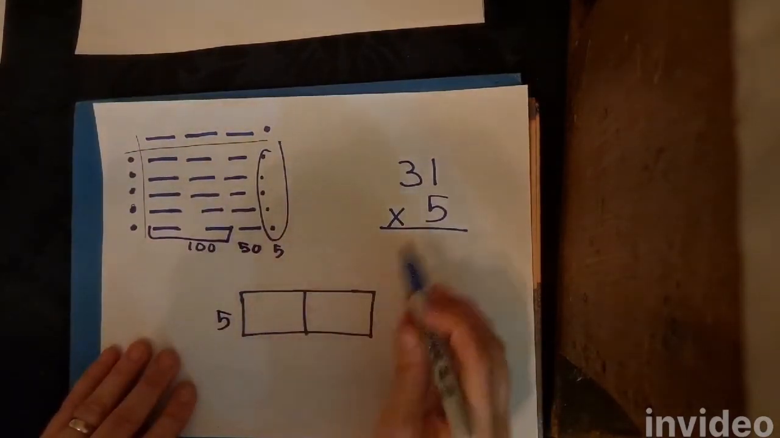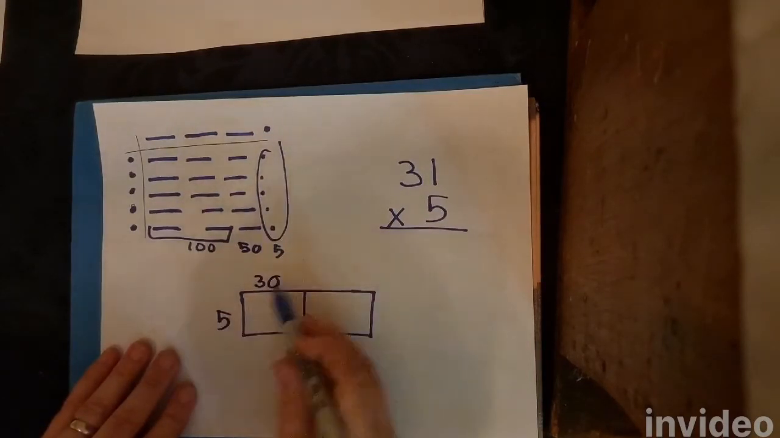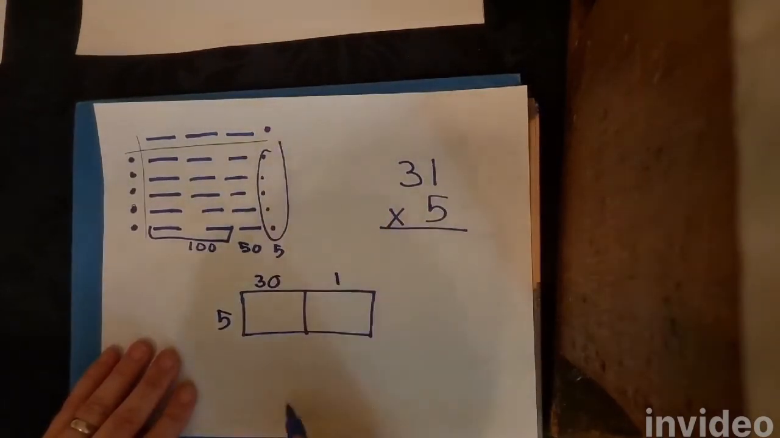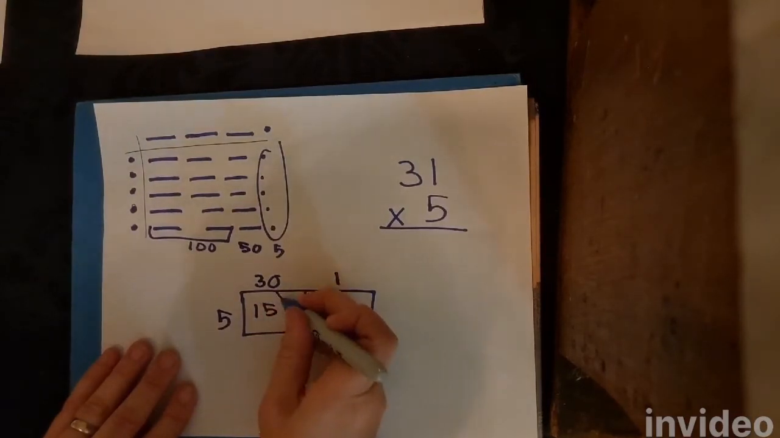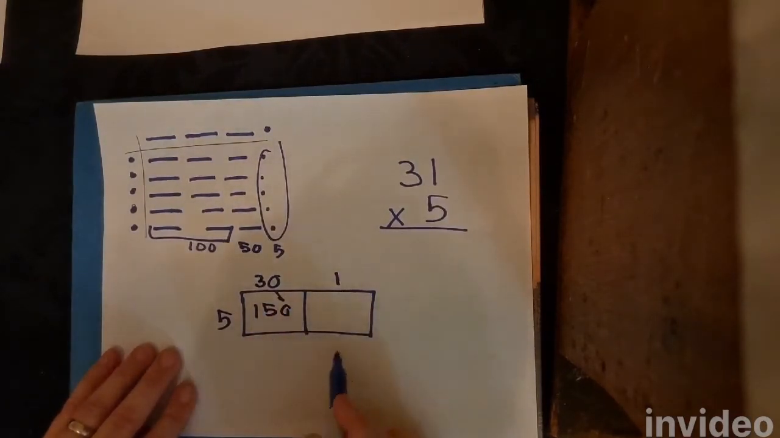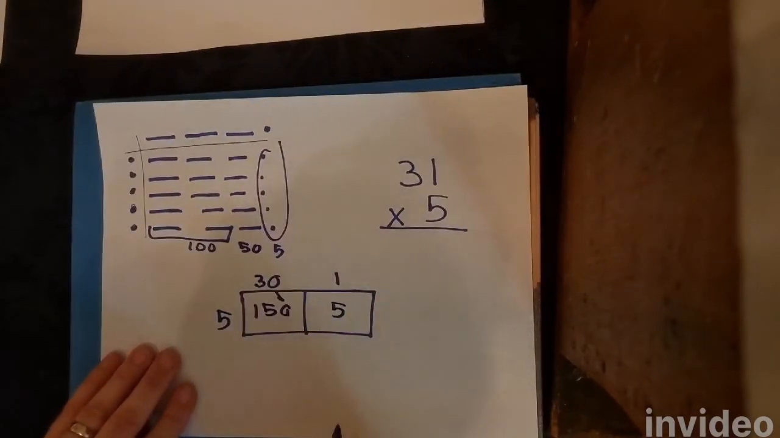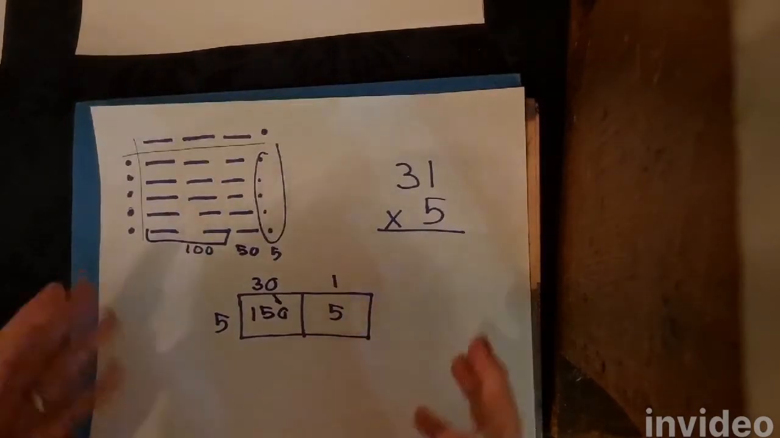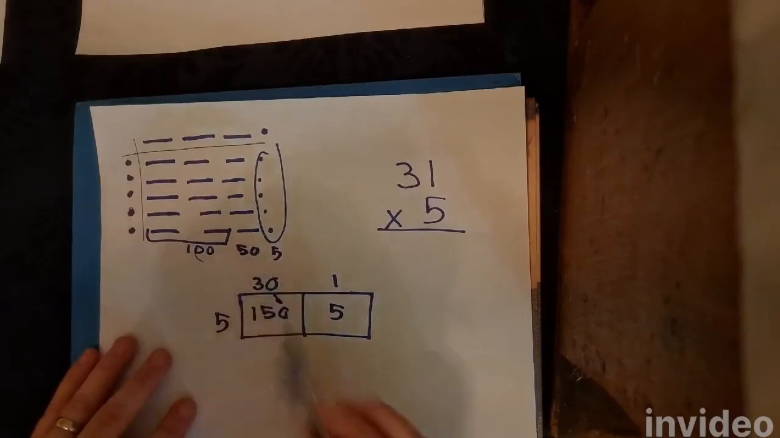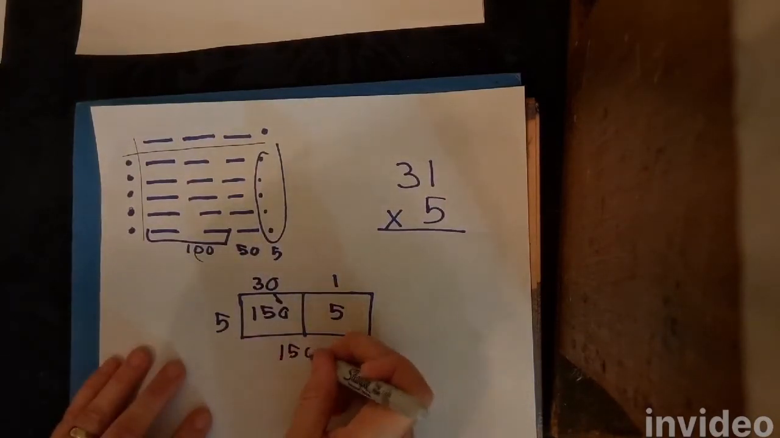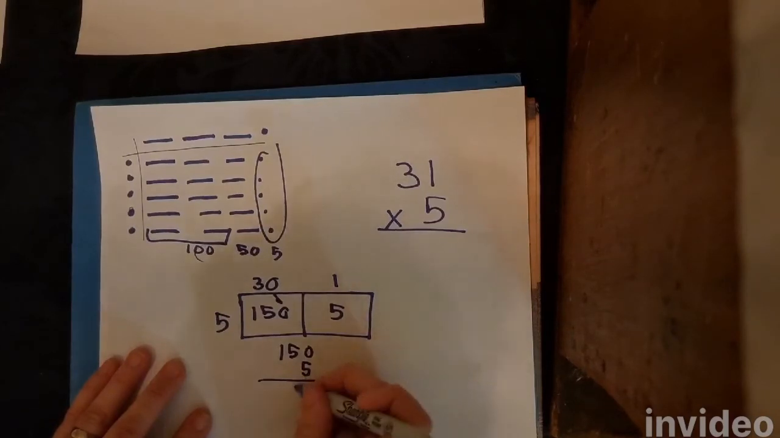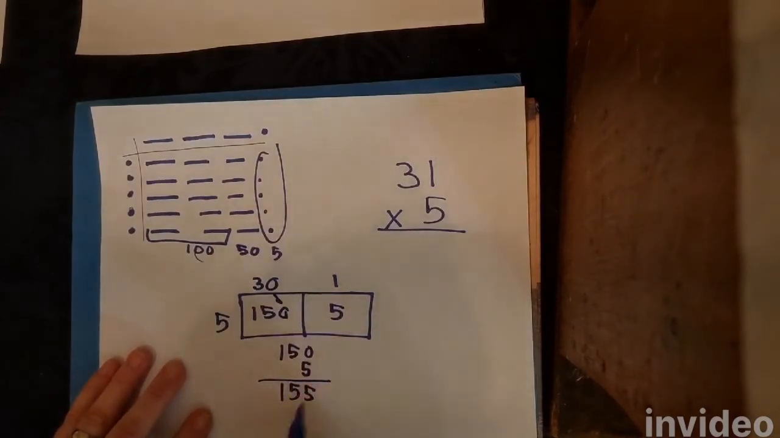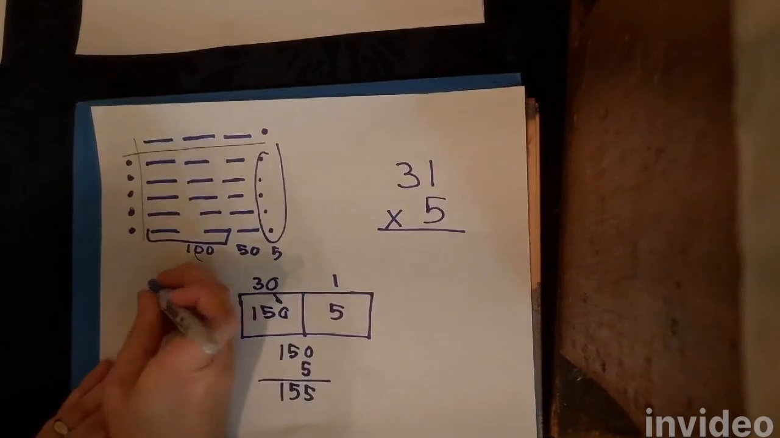So I have 5 times the 30, and 5 times the 1. 5 times 3 is 15, bring down my 0. 5 times 1 is just 5, that's one group of 5s. Now I'm going to add those two together, just like I would add all my blocks together up here. So I have 150, and then I'm going to add on 5 into my ones place. So that's a 5, and a 5, and a 1. So that's 155. Let's see if that's what we got over here.